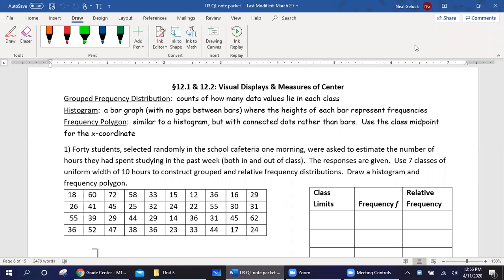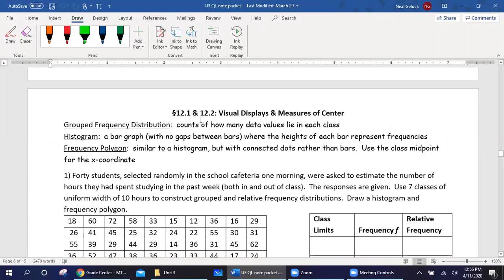Quantitative literacy. These are the notes for 12.1 and 12.2. Chapter 12 deals with statistics, which logically comes right after probability usually. In these first two sections, we're basically looking at how to display data and then looking at measures of center, which we'll talk about in a second. So this first part deals with making a frequency distribution along with a histogram and frequency polygon.